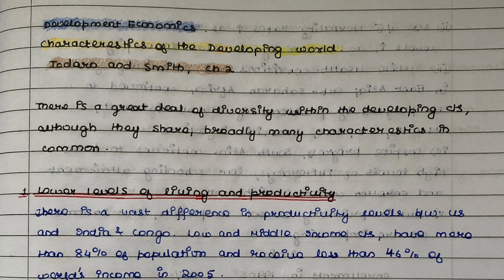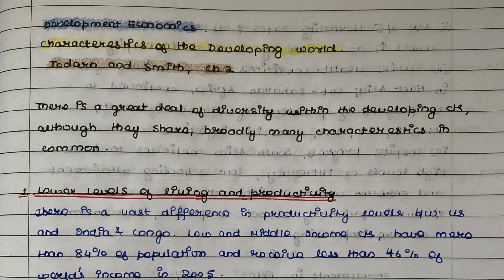Then, if you look at low income and middle income countries in the world, you'll find that 84% of the population of the world is actually living in these low income and middle income countries. And what is the share of these countries in the total world's income? Just 46%, less than half.